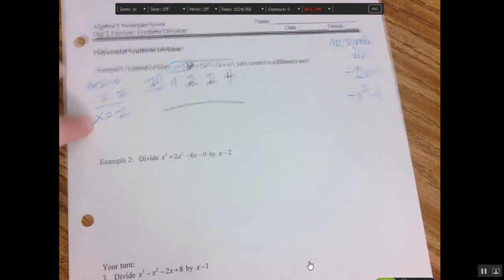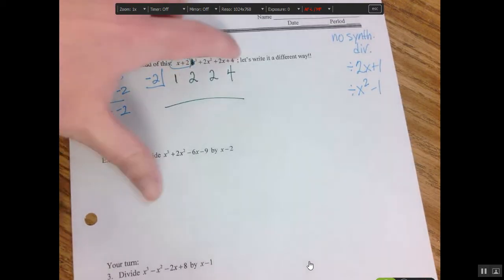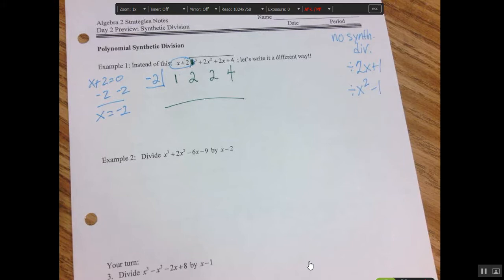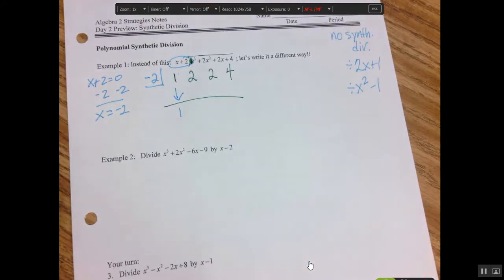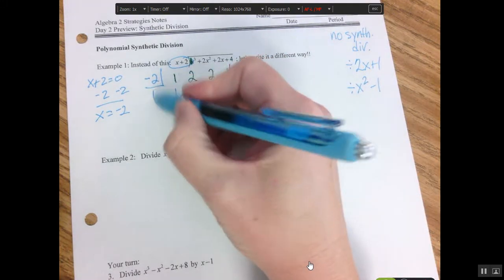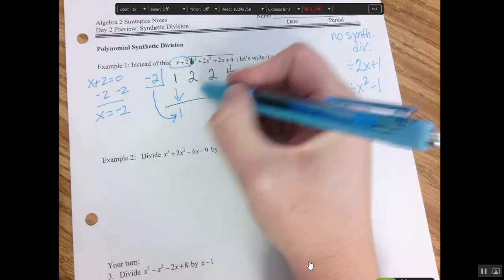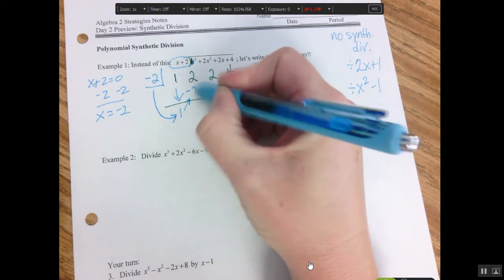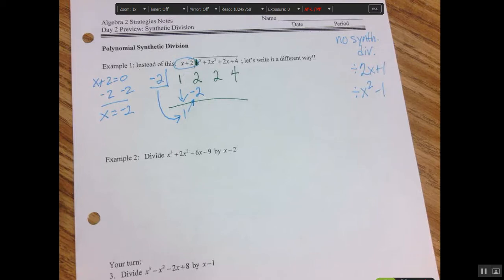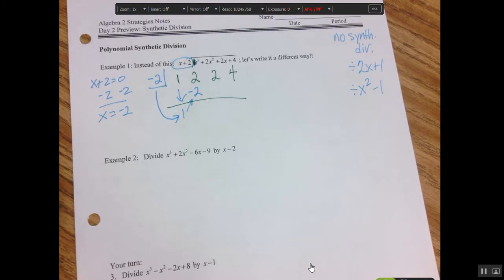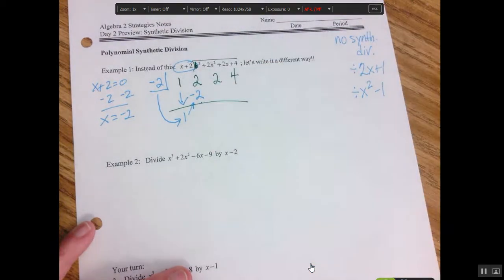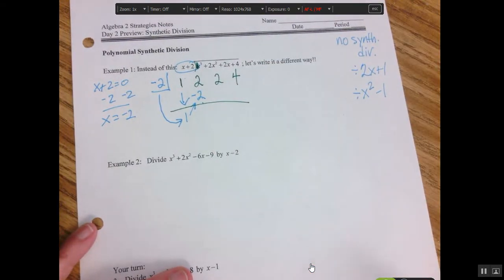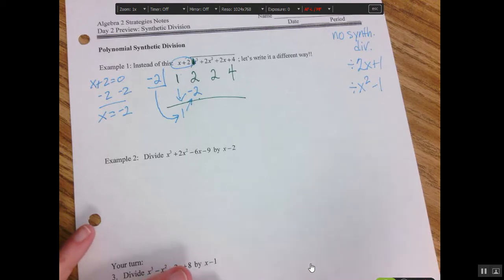Okay, so the 0 of the divisor goes here, the coefficients go here, and here's the process. You take the first one and you just bring it down, so that number just comes down. And then you multiply this negative 2 times this 1, and you put the answer right here, so you get negative 2. Okay, so then you add. So 2 plus negative 2 makes how much? 0.